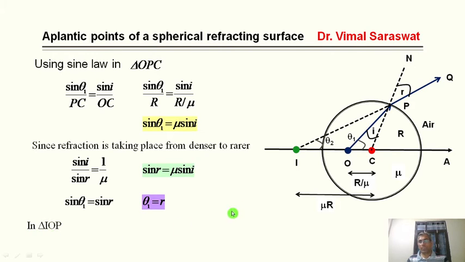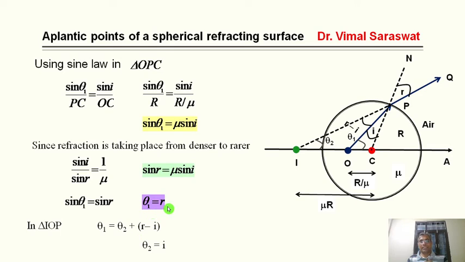Now in triangle IOP, if this is I, and this angle is R, then this angle will be R minus I. Now, in this triangle, external angle equal to sum of interior angles. External angle equal to theta 1 and interior angles are theta 2 and R minus I. So theta 1 equal to theta 2 plus R minus I.